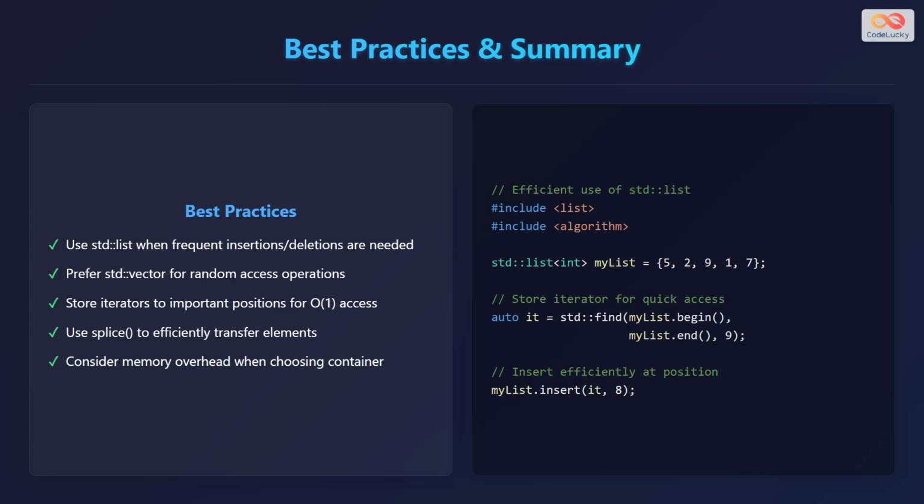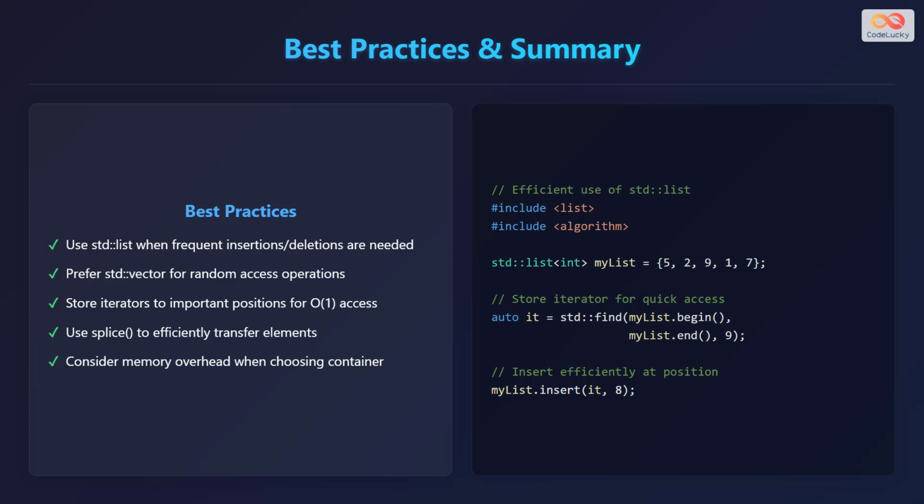Here are some best practices for working with std::list. Use std::list when frequent insertions or deletions are needed. Prefer std::vector for random access operations. Store iterators to important positions for order 1 access. Use splice to efficiently transfer elements. Consider memory overhead when choosing a container.